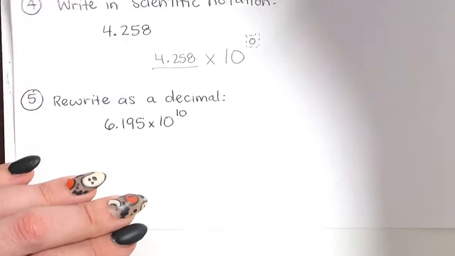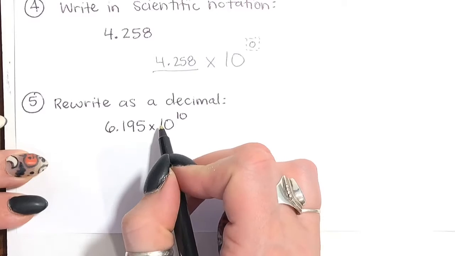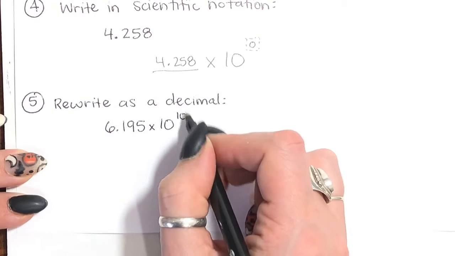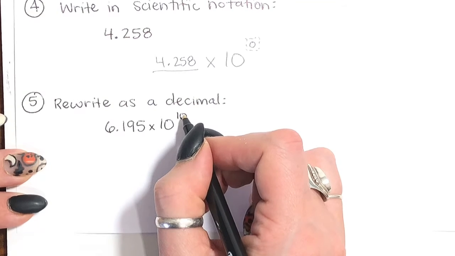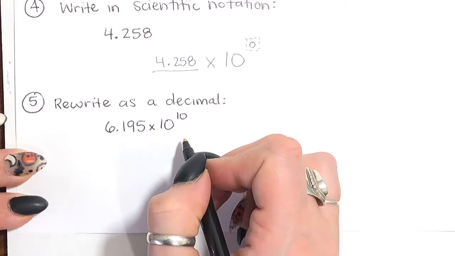Okay, let's rewrite this one as a decimal. So now we're kind of going backwards. They gave it to us in scientific notation, and they just want the decimal number back. Depending on if your exponent is positive or negative will tell you which direction to move it. So remember, we're reversing it.